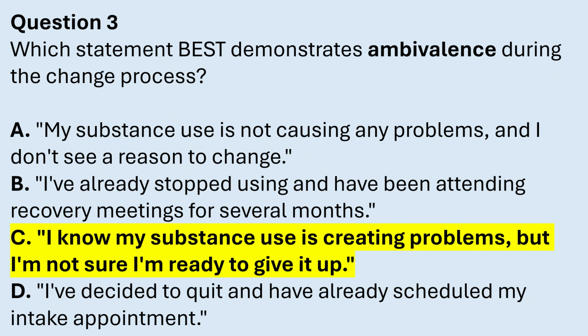Ambivalence occurs when a person has mixed feelings about change. They can see reasons to change and reasons to stay the same at the same time. This internal conflict is a normal part of the change process and is most commonly associated with the contemplation stage. In this example, the person recognizes that substance use is causing problems, but they are not fully committed to making a change. This reflects the classic definition of ambivalence.